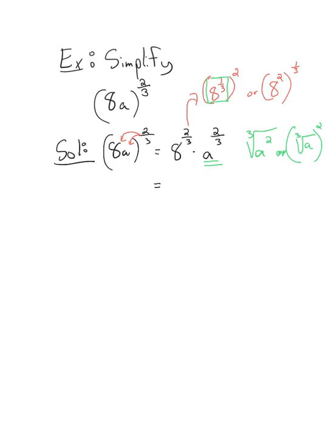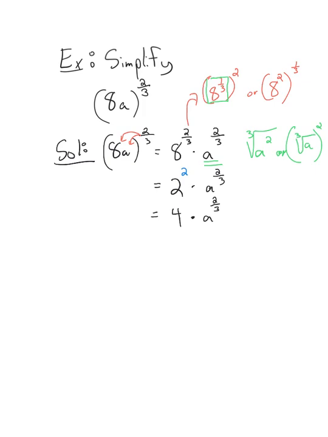So, well, 8 to the 1/3, the cube root of 8 is 2, since 2 times 2 times 2 is 8. And we still need to square that, so it will be 2 squared, and then times this a to the 2/3, and 2 squared is, of course, 4. So this is 4a to the 2/3.